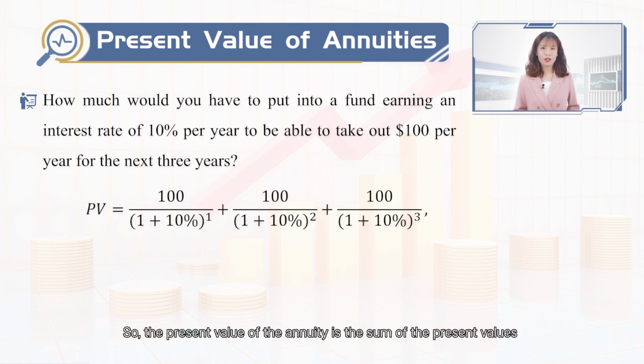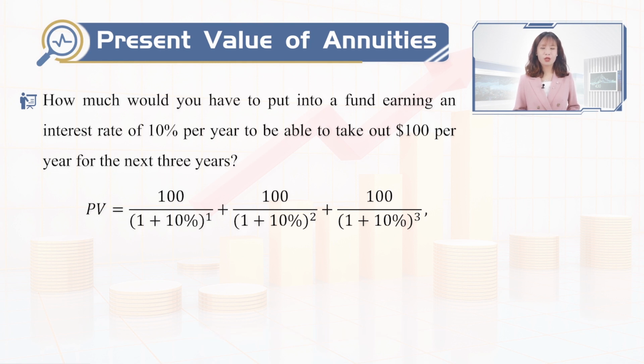So the present value of the annuity is the sum of the present values of each of the 3 payments of $100. That is 100 over 1 plus 10% to the first, plus 100 over 1 plus 10% to the second, and plus 100 over 1 plus 10% to the third.